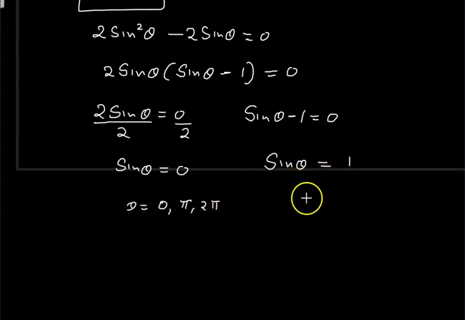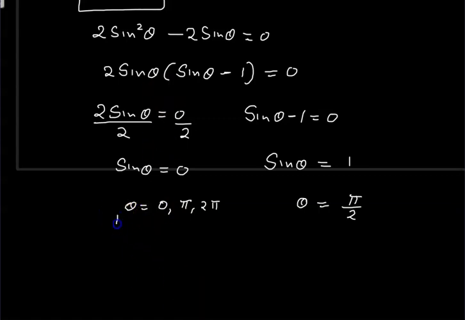For sine theta equals 1, we know that sine has value 1 at pi over 2. So it has only one solution in one period. Theta equals pi over 2. Now since we solved it by squaring both the sides, we have to check for extraneous solutions. There might be some extraneous solutions, so let's check them.